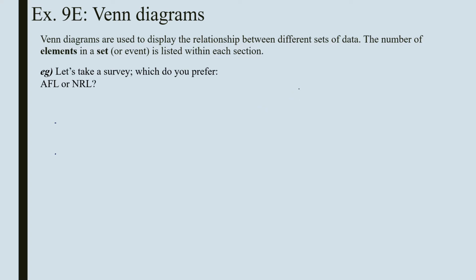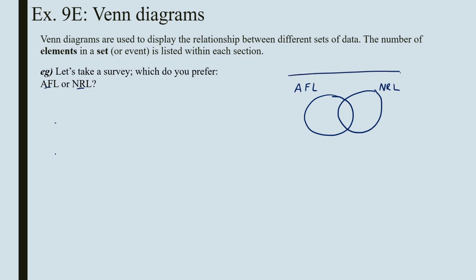So I start with my Venn diagram. I have two possible events, AFL and NRL. Okay, so those are my two events. I also put a box around it, and the reason for that will become apparent in a moment. It's not a very well drawn Venn diagram, but that's fine. We'll throw some random data points in.